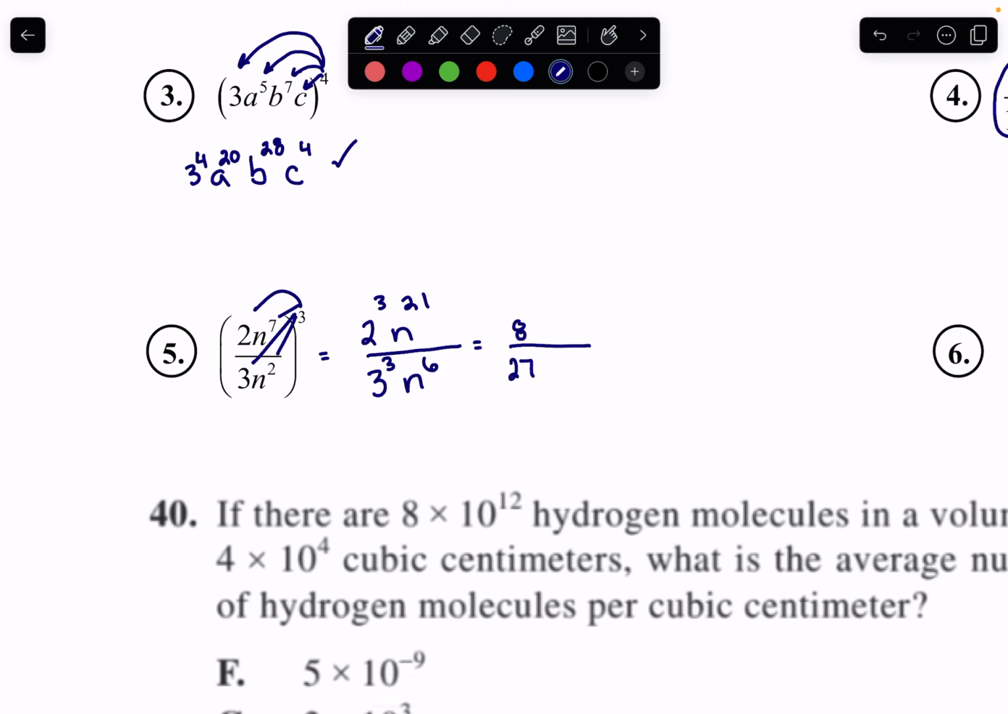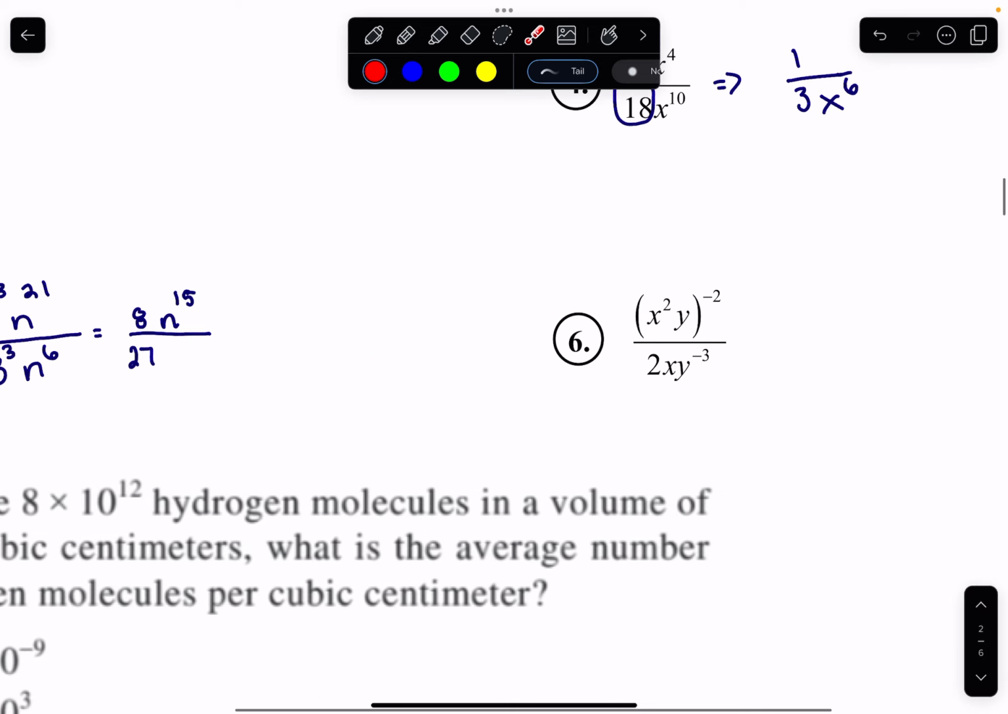Now I look at my n's. I've got 21 n's on top. I've got 6 n's on the bottom. So I've got more of them on top. So after they all cancel out, I'm going to be left with 15 n's on the top. So I looked at this number and this number. The top number is bigger, so 21 minus 6 tells me how many are going to be left on top.